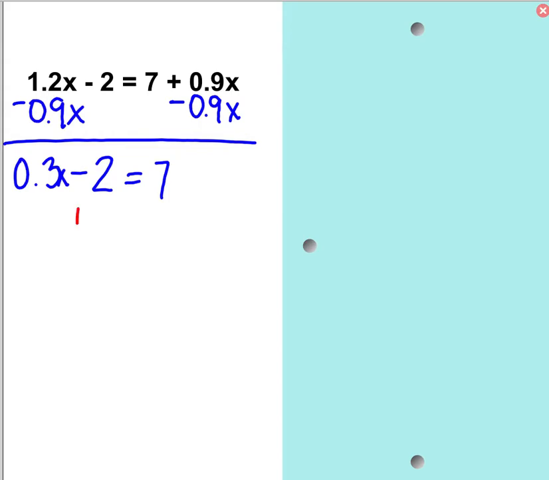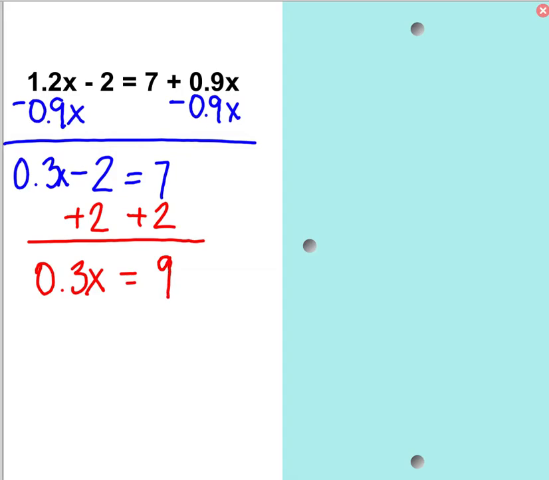So again, let's bring our constants together by adding 2 to both sides. So I'm left with 3/10 x is equal to 7 plus 2 is 9. Okay, the rules don't change. Just because there's a decimal, it doesn't matter. You're still going to follow the same procedure. Divide by 0.3 or 3/10.